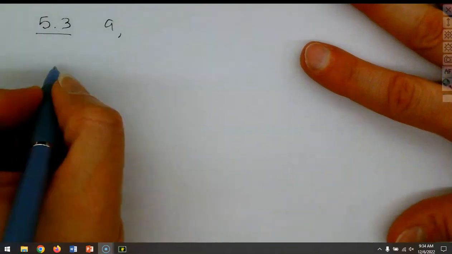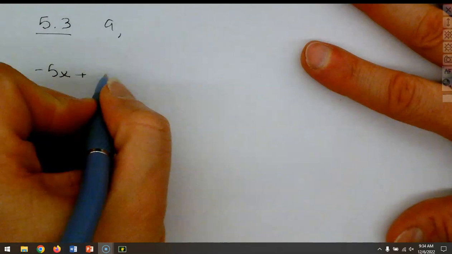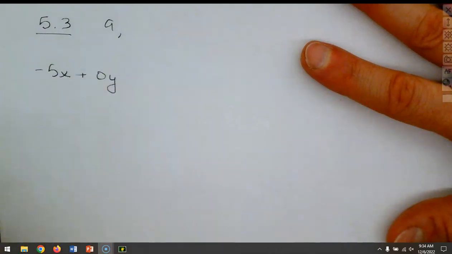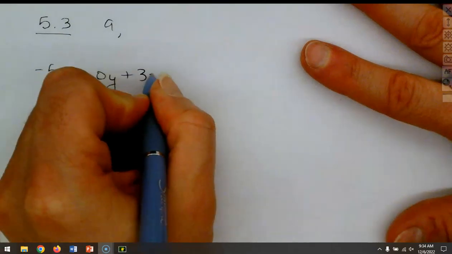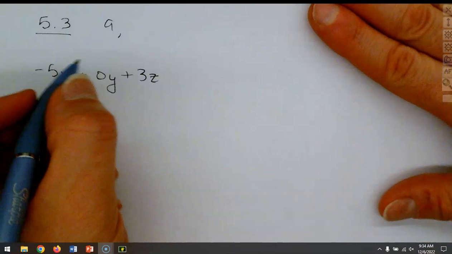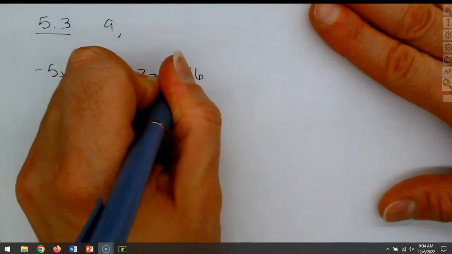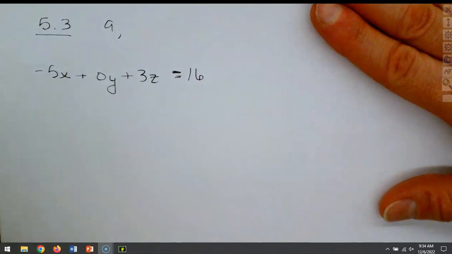So when I write down question 9, I've got a minus 5x. Now that first equation, we have no y, so that's going to be a plus 0y plus 3z, and that equals now 16. So I'm going to plug in the zeros just to make sure we have them. The zeros are just the placeholders.